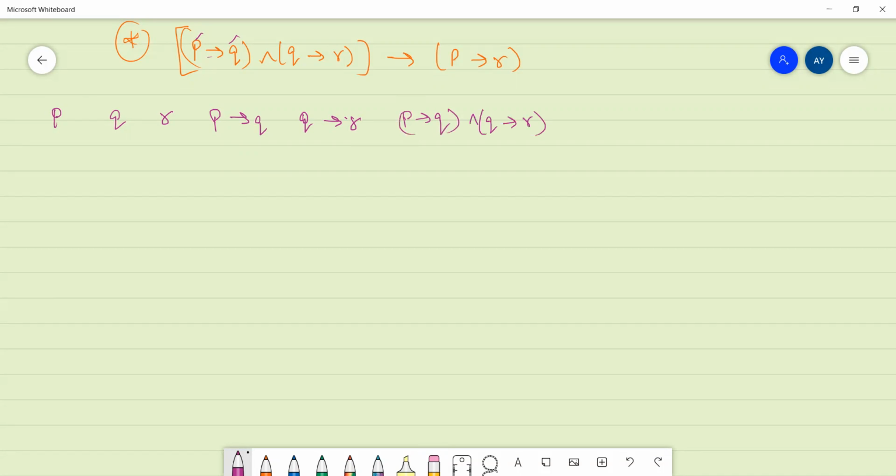Then what are we talking about? The right-hand part, that is P implies R. Now, what is the entire question? It is this and this one: P implies Q and Q implies R. And what do we have in between? A biconditional. The conditional is P implies Q.